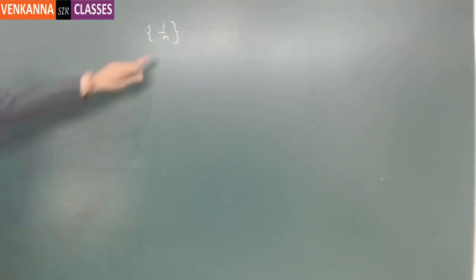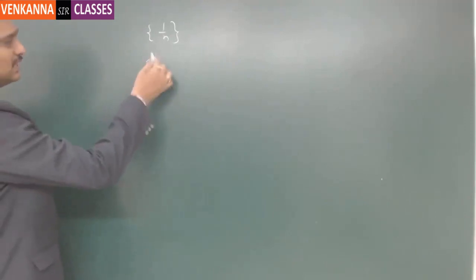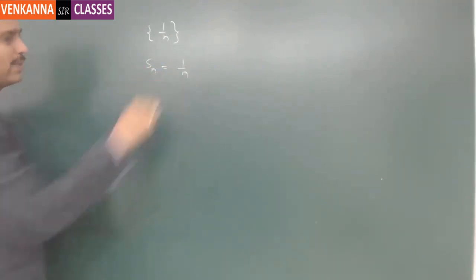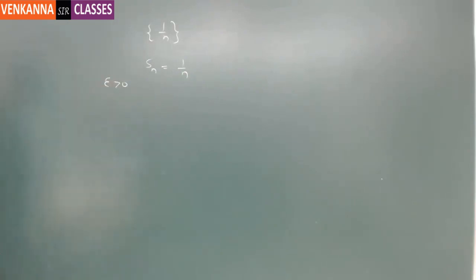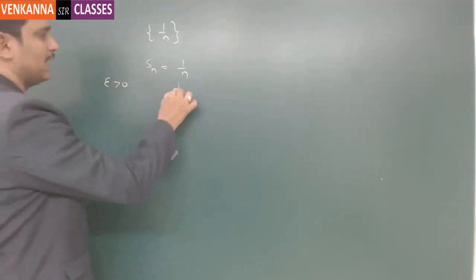Now I am going to prove that this is a Cauchy sequence. How am I going to prove it? You take the sequence S n equal to 1 by n, and you take epsilon greater than 0. Please understand, epsilon is any small number. You can take 1 by 2, 1 by 4, 1 by 3, as you wish. Generally not more than 1, from 0 to 1 usually we take. Now you take n greater than m.